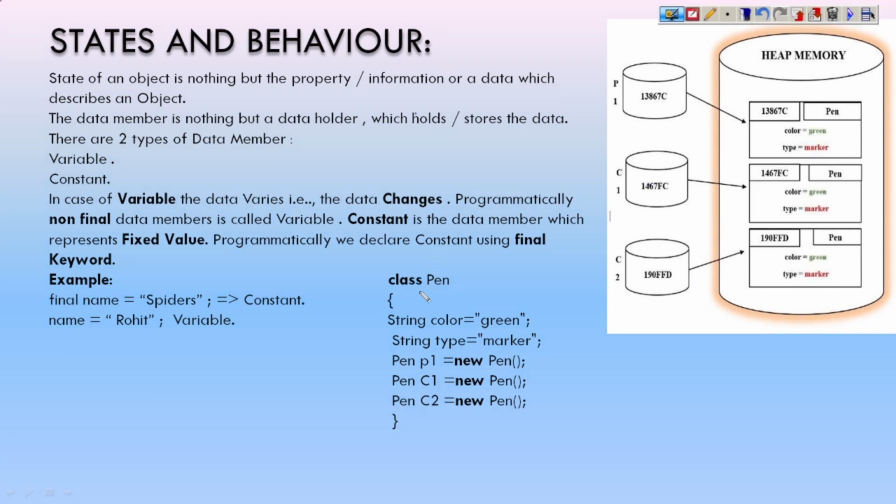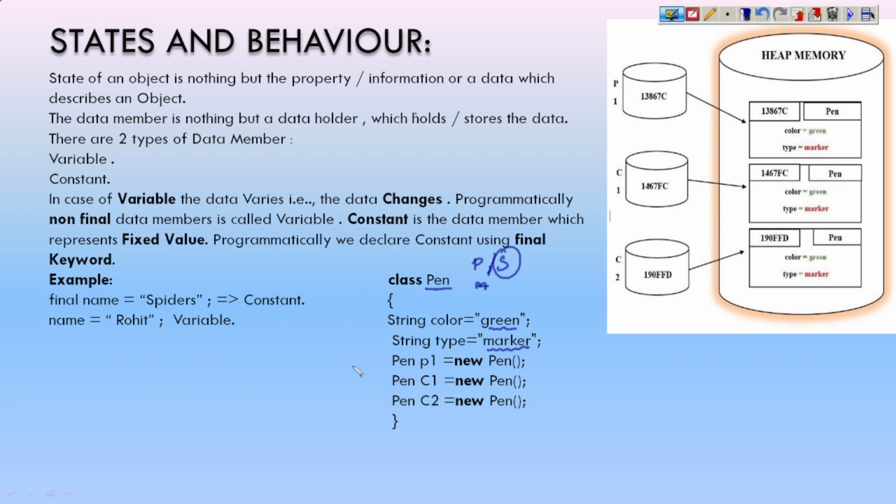Now there is a small example here. Here I have taken the class Pen. This class Pen will have certain properties, or you can also call them state, and it will have methods. So here let us omit the methods first and only concentrate on the states. String color equals green, the type of the pen equals marker.